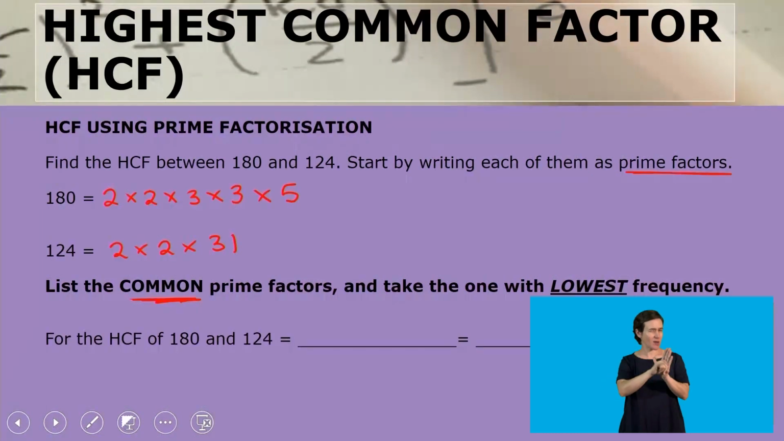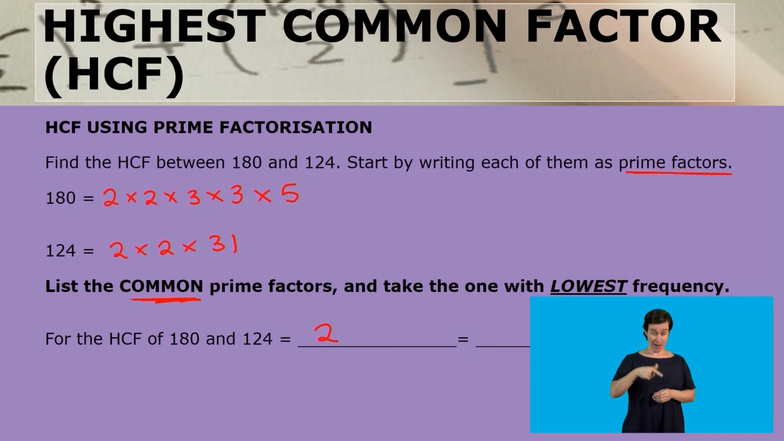So which ones can you identify as common, meaning they appear in the prime factors of 180, and they also appear in the prime factors of 124? Have you identified the common ones yet? Yes, the common one is just the 2. But remember, we are looking for the ones with the lowest frequency. So when we look at this list, the 2 appears 2 times. And when we look at this list, the 2 also appears 2 times. So it seems here that the lowest frequency is 2 times.